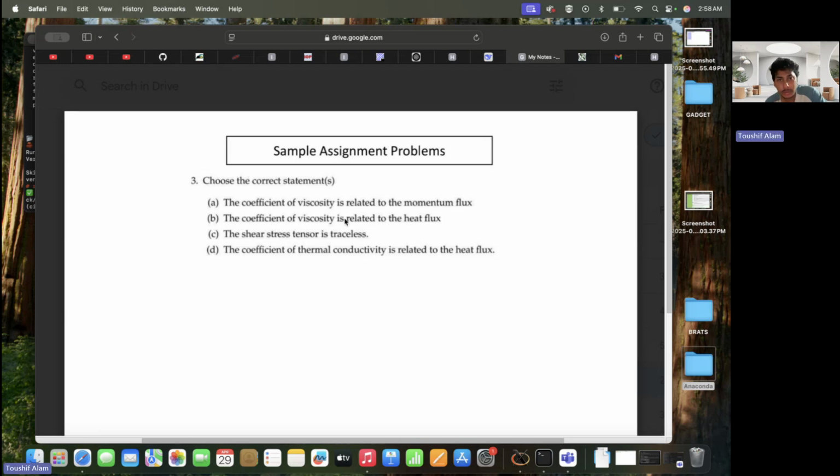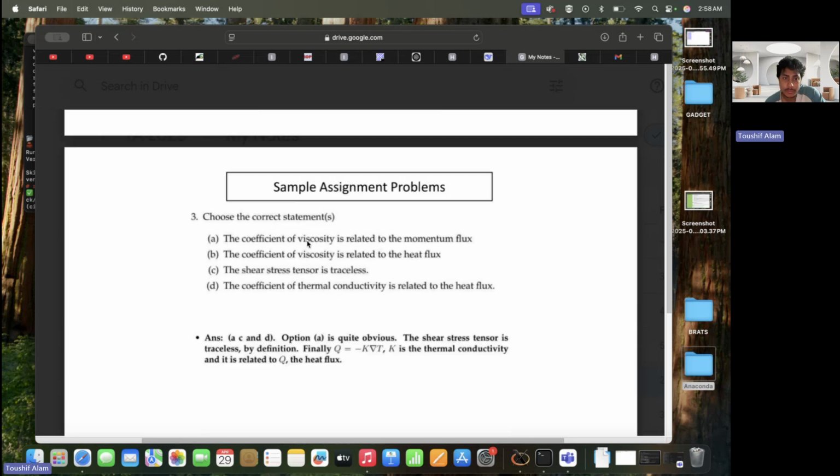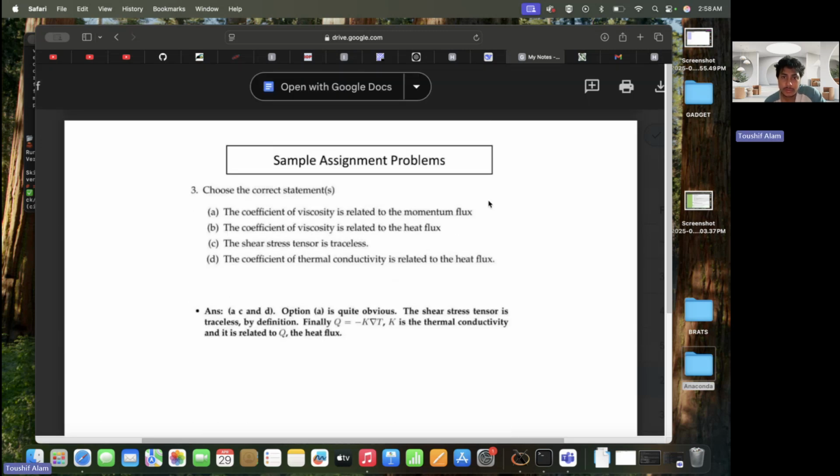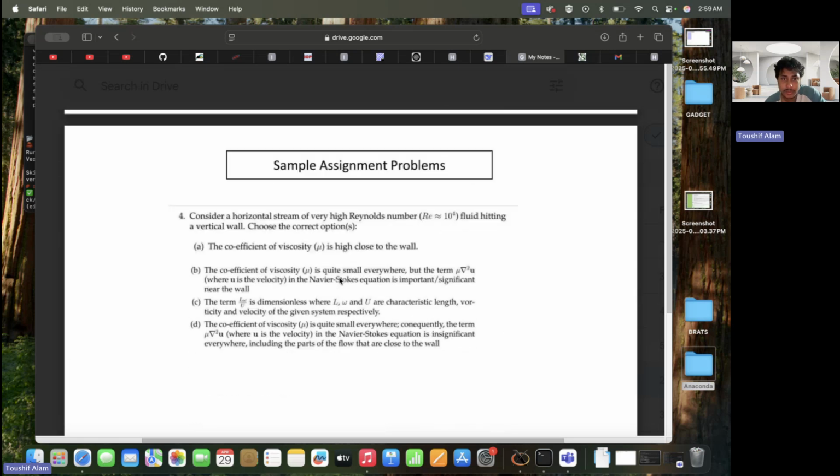So you know already which flux this is related to. Shear stress tensor is traceless. I told you traceless means the trace, the sum of the diagonal terms, will be 0. So we know viscosity is related to the momentum flux, obviously. Option B can't be right then. Shear stress tensor is traceless by definition. Finally, Q is equal to minus K grad T, K the coefficient of thermal conductivity, and Q the heat flux. So options A, C, and D are the right options.